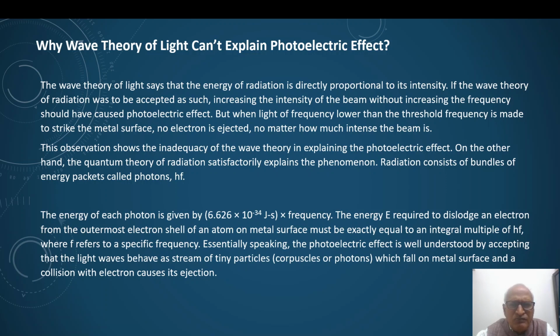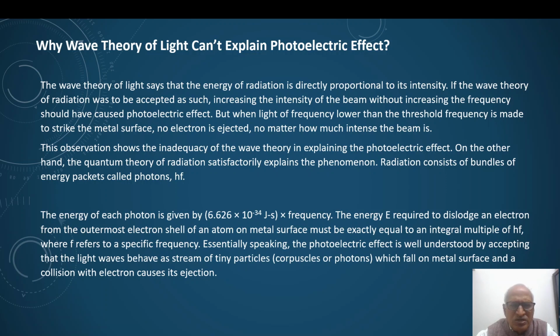But when light of frequency lower than the threshold frequency for that metal is made to strike the metal surface, no electron is ejected, no matter how intense the beam is. This observation shows the inadequacy of the wave theory of light in explaining the photoelectric effect. On the other hand, the quantum theory of radiation satisfactorily explains the phenomenon.